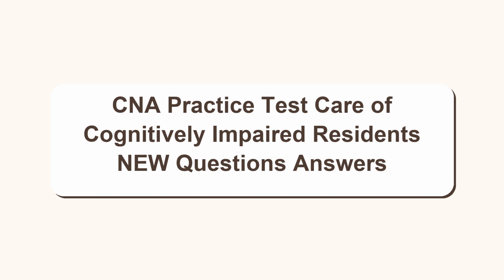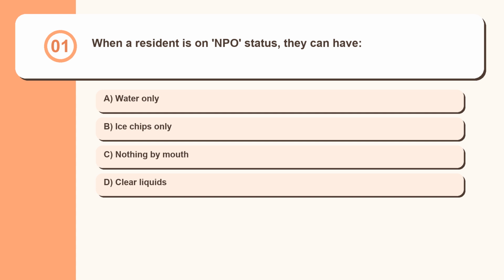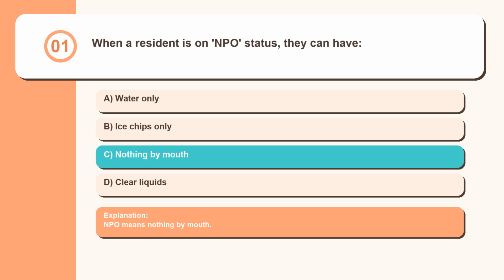CNA practice test care of cognitively impaired residents. New questions answers. Question 1. When a resident is on NPO status, they can have water only, ice chips only, nothing by mouth, clear liquids. NPO means nothing by mouth.